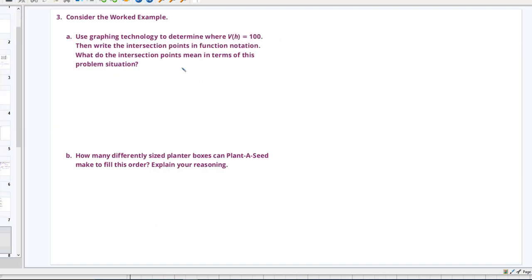The question asks us to write it using function notation. What that means is we're going to use this type of format: v of 0.541 equals 100. That's the function notation for that ordered pair of 0.541, comma 100. That's the same thing.